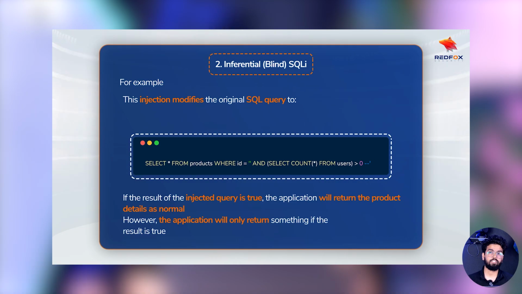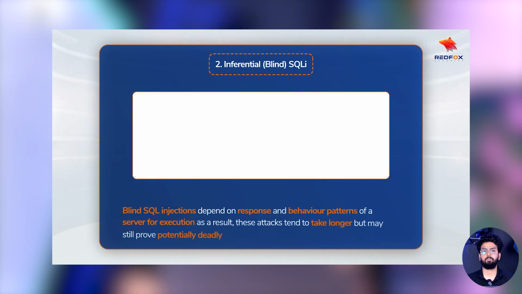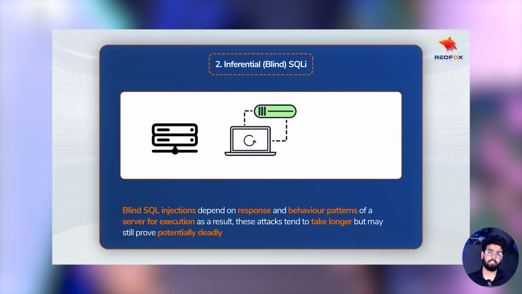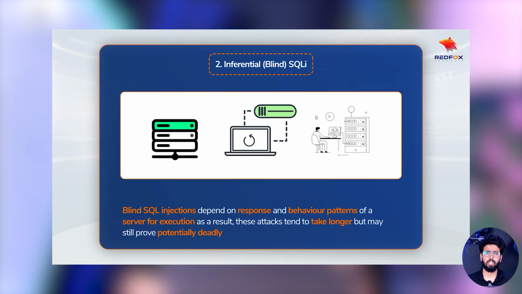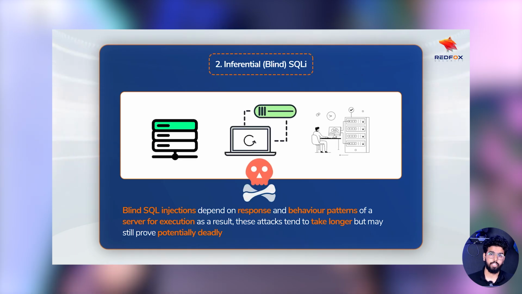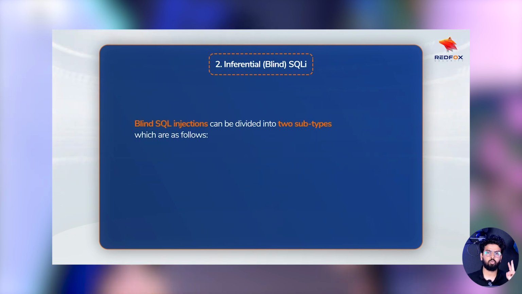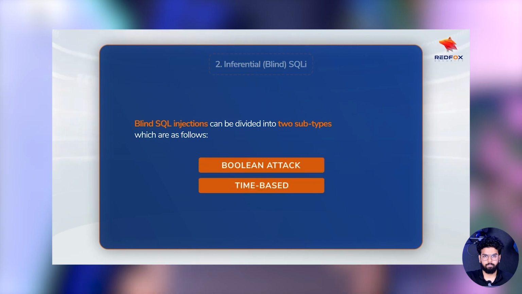This injected query doesn't return any data directly, but it does affect the behavior of the application's response. If the result of the injected query is true, the application will return the product details as normal. However, the application will only return something if the result is true. Blind SQLi depends on the response and behavior patterns of a server for execution. As a result, these attacks tend to take longer but still prove potentially dangerous. Blind SQL injections can be divided into two subtypes, which are as follows: Boolean attack and time-based.